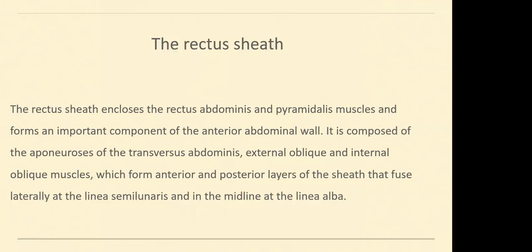The rectus sheath is a structure that encloses the rectus abdominis and pyramidalis muscles and forms an important component of the anterior abdominal wall. It's composed of the aponeuroses of the transversus abdominis, external oblique, and internal oblique muscles, which form anterior and posterior layers of the sheath that fuse laterally at the linea semilunaris and in the midline at the linea alba.